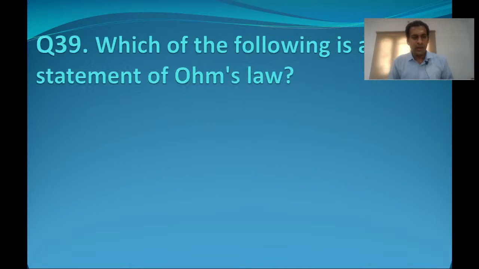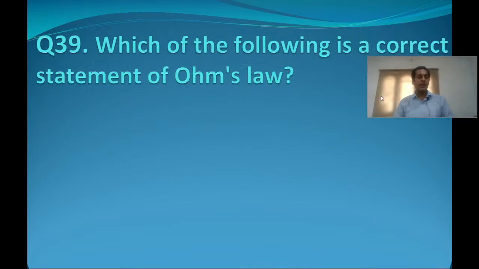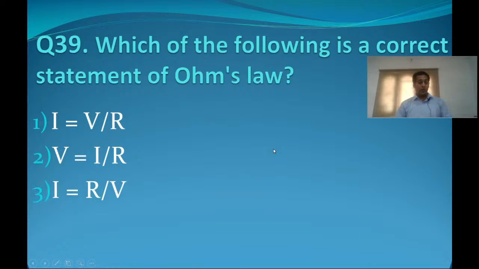Next question is, which of the following is a correct statement of Ohm's law? Ohm's law, I think there should not be doubt to anyone, but still there may be confusing statements in examination. So either it is I is equal to V by R, V is equal to I by R, or I is equal to R by V, R is equal to VI.